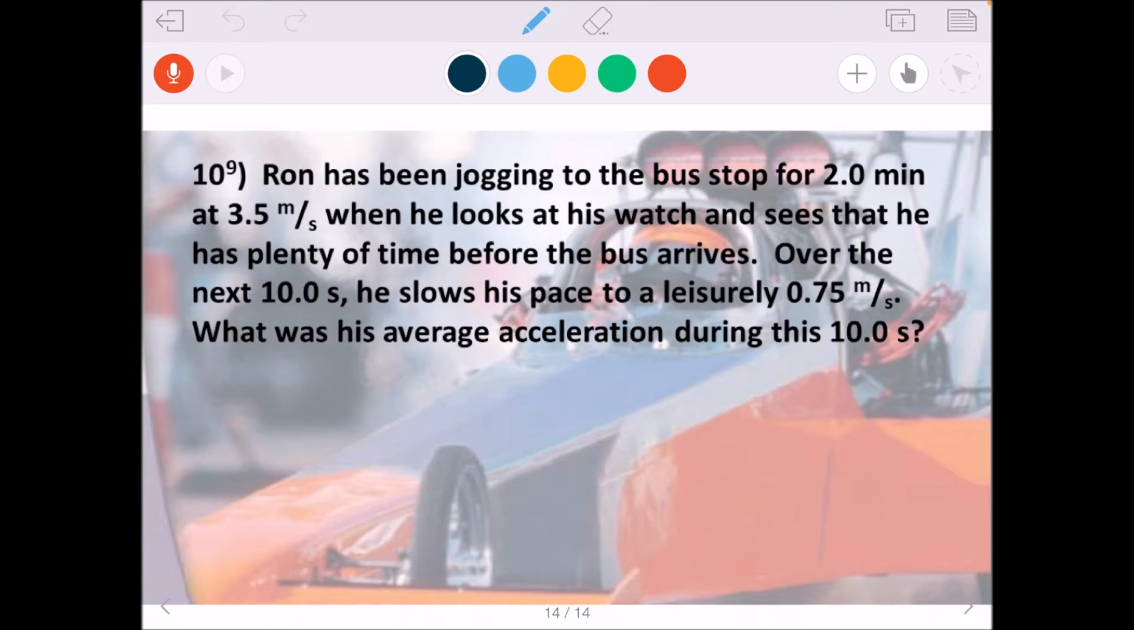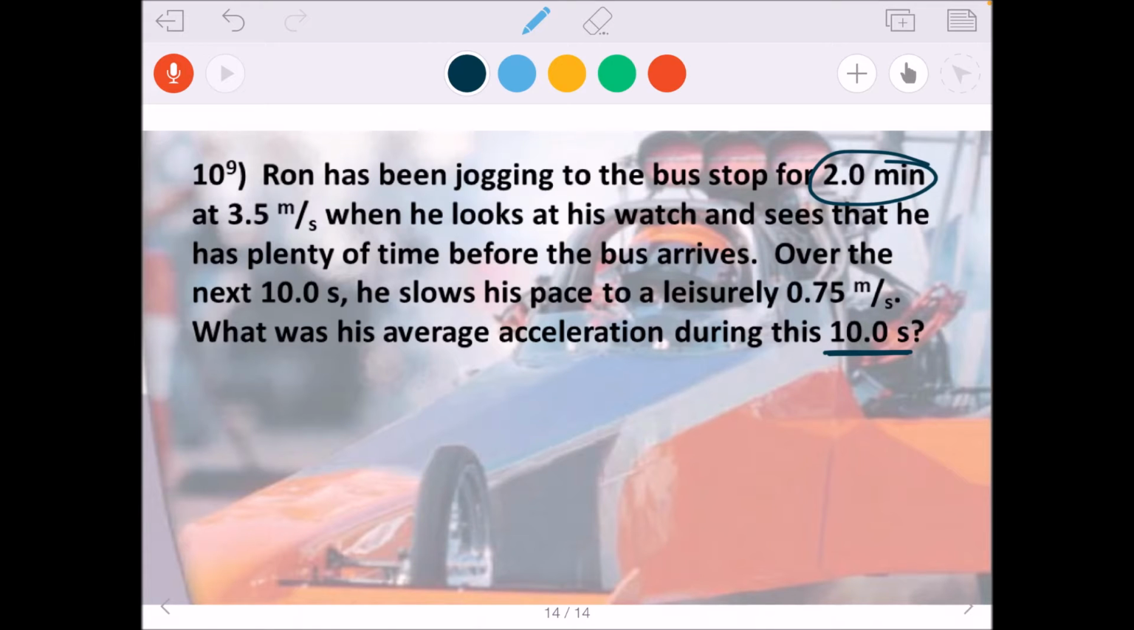And then number 10. Ron has been jogging to the bus stop for 2 minutes at 3.5 meters per second when he looks at his watch and sees that he has plenty of time before the bus arrives. Over the next 10 seconds, he slows his pace to a leisurely 0.75 meters per second. What was the average acceleration during this 10 seconds? Now, for part of this, there is extraneous information. It does not matter that he's been going for 2 minutes. The only time that we're concerned about is the 10-second period.